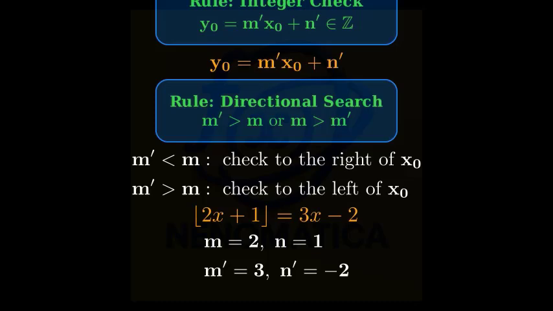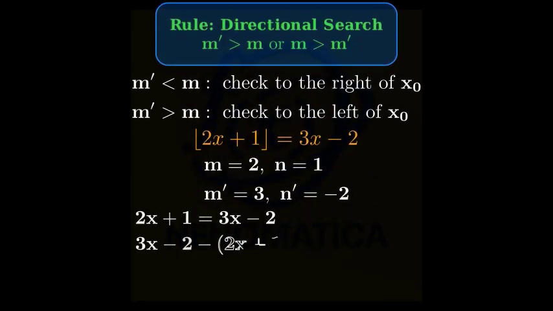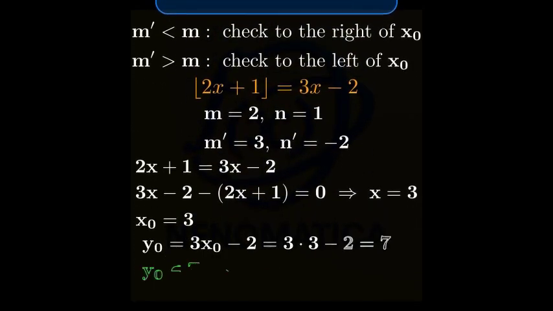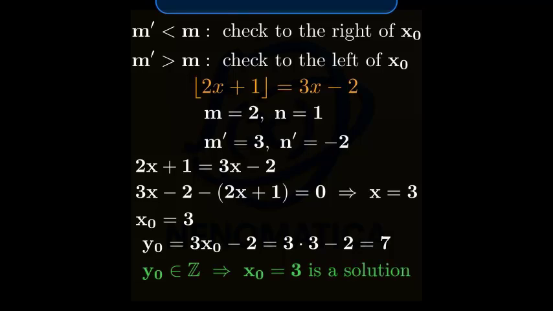Solve the intersection. 2x + 1 equals 3x - 2. This gives x0 equals 3. Substituting into the line, y0 equals 3 times 3 minus 2 equals 7, an integer. Because m' is greater than m, we check to the left of x0.